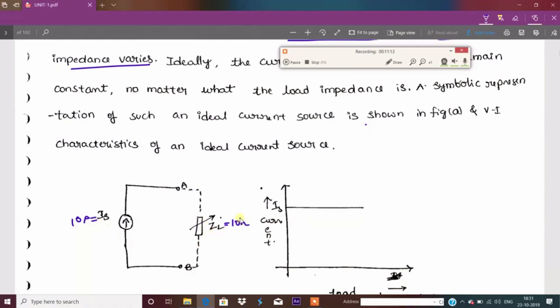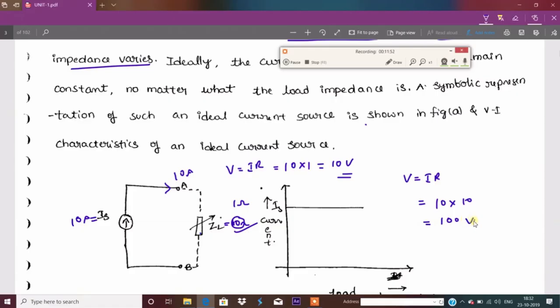Initially I connect it to 1 ohm. The current flowing through this particular impedance is 10 amperes only, because it is an independent source. So the voltage will be V is equal to IR. The current is 10, the resistance is 1, so the voltage across the impedance is 10 volt. Second case, V is equal to IR. I am changing the resistance to 10 ohm. The current is 10 into 10, what is the voltage here? 100 volt. So you got the idea.